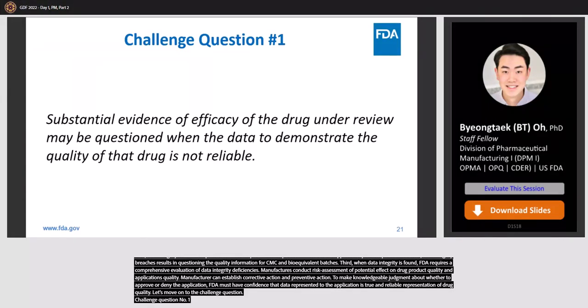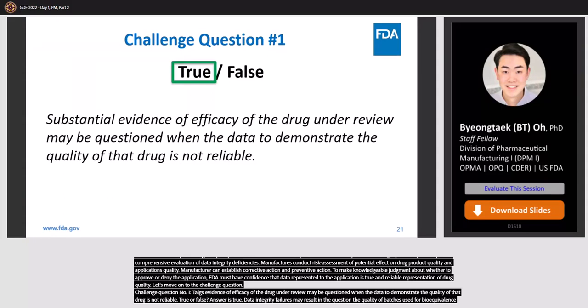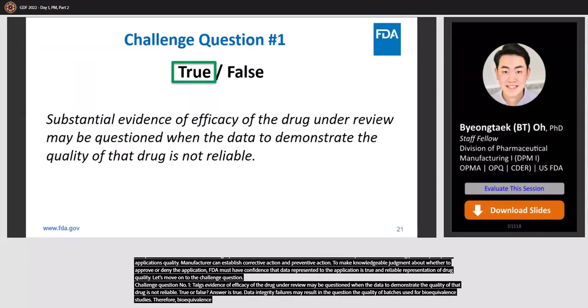Substantial evidence of efficacy of the drug under review may be questioned when the data to demonstrate the quality of that drug is not reliable. True or false? The answer is true. Data integrity failures may result in questioning the quality of batches used for bioequivalence studies. Therefore, bioequivalence study outcome may be in question if the quality of the drug cannot be confirmed.